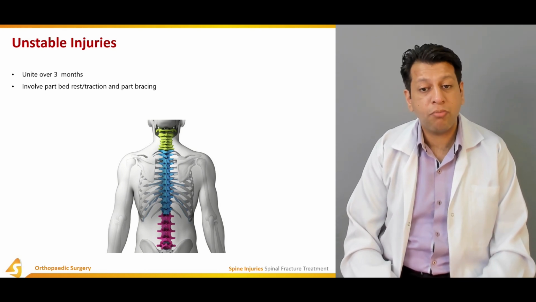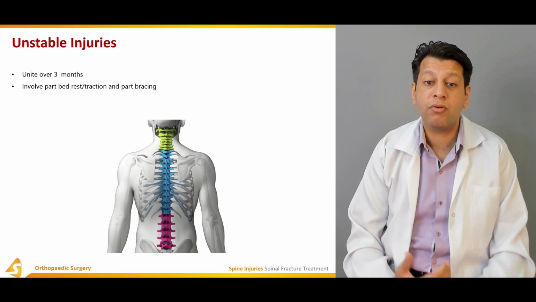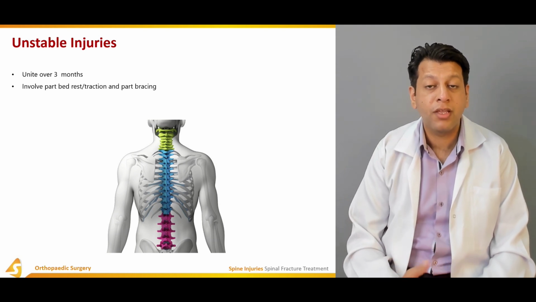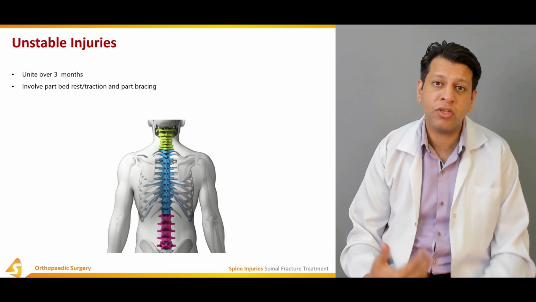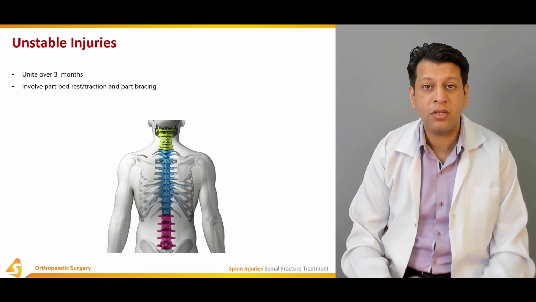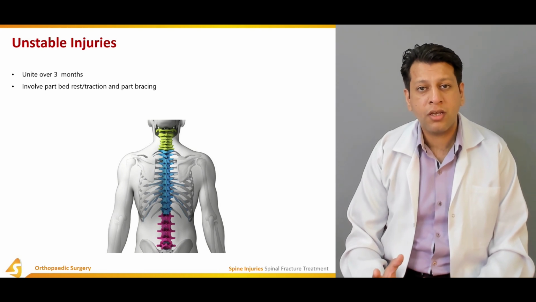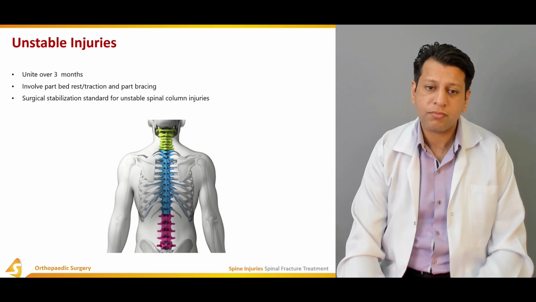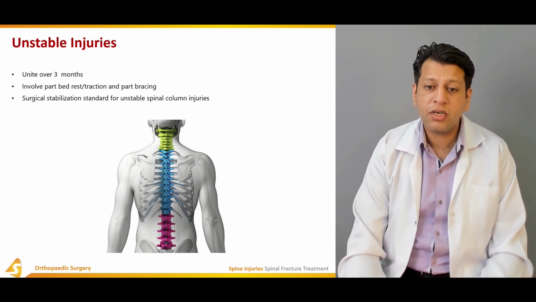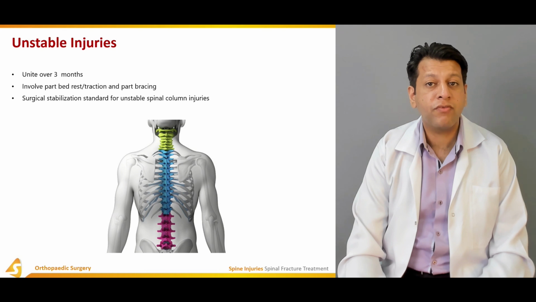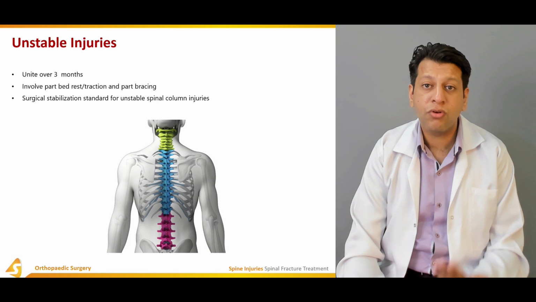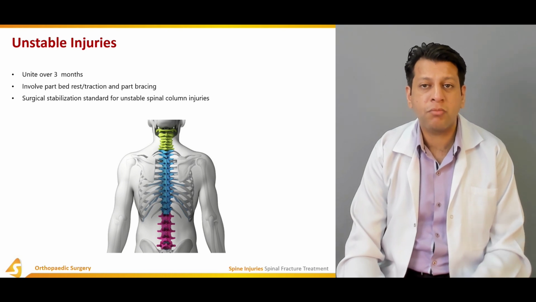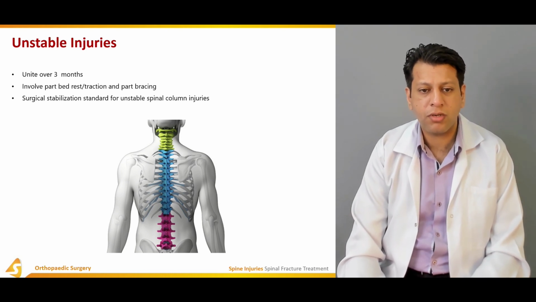So yes, they involve bed rest, but they can also involve some form of traction and bracing as well. For example, you can use a cervical collar, you can use a halo vest, or halo traction can be applied, so that the unstable injury does not cause neurological compromise. Surgical stabilization is the standard for unstable spinal cord injuries: if there is a chance it is progressing to cause a neurological compromise, then it becomes an absolute indication for surgical stabilization.